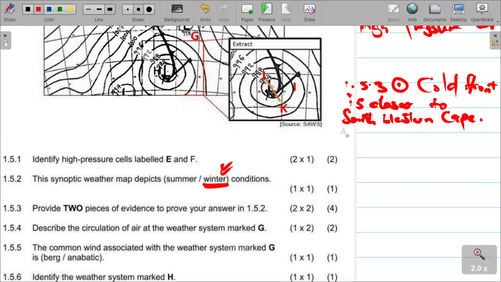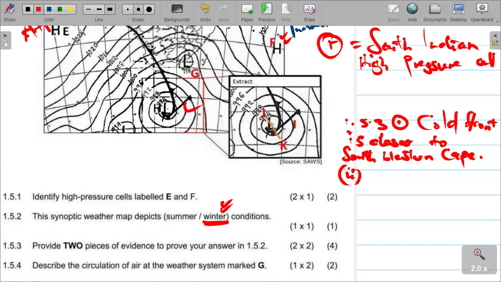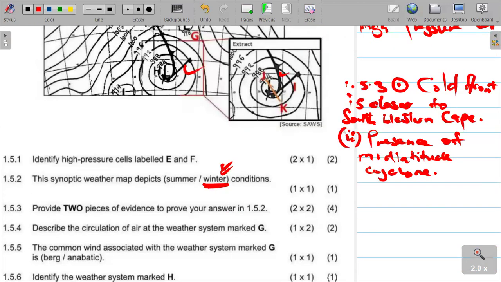Number two, it is also the presence of the mid-latitude cyclone that we can see there. The presence of the mid-latitude cyclone is also another piece of evidence.